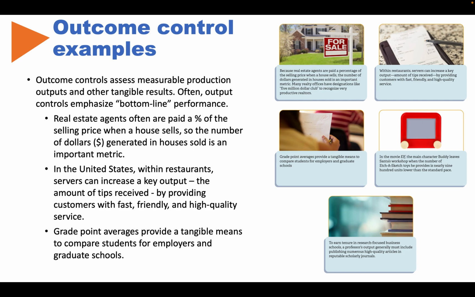Finally, grades that you get in school are a tangible means to compare students. For the employers and the universities, when you apply for grad programs, can use this as a very tangible means to compare students to each other. And that would be the final outcome control example.